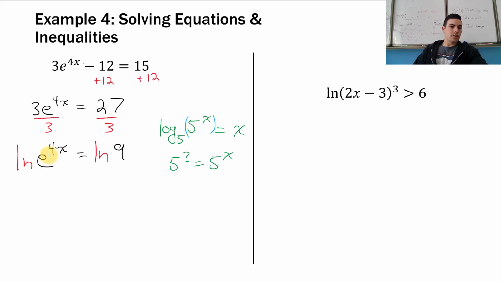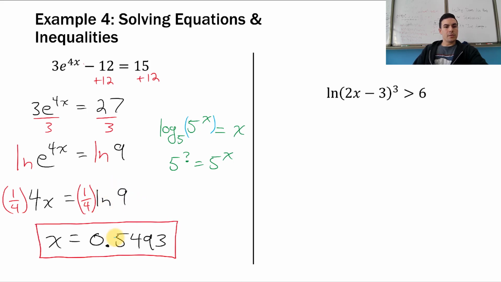So when I take the natural log of both sides, my left-hand side simplifies to 4x, and then I can divide by 4. When I plug in natural log of 9 divided by 4, that is going to give me my final solution. So go ahead and use that same logic and solve this inequality now. Pause the video, solve the inequality, see what you get.